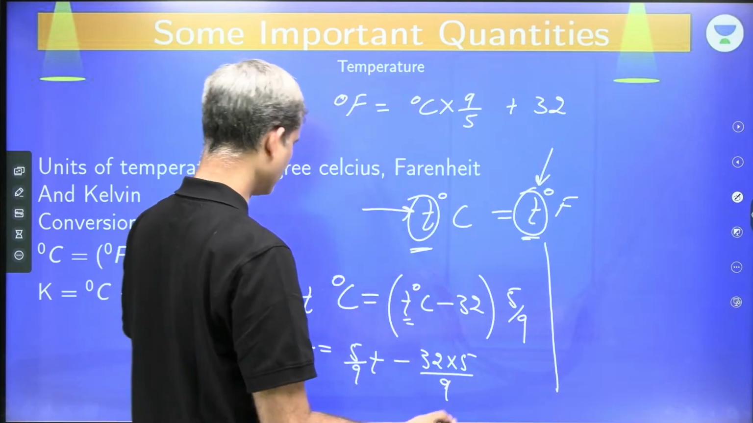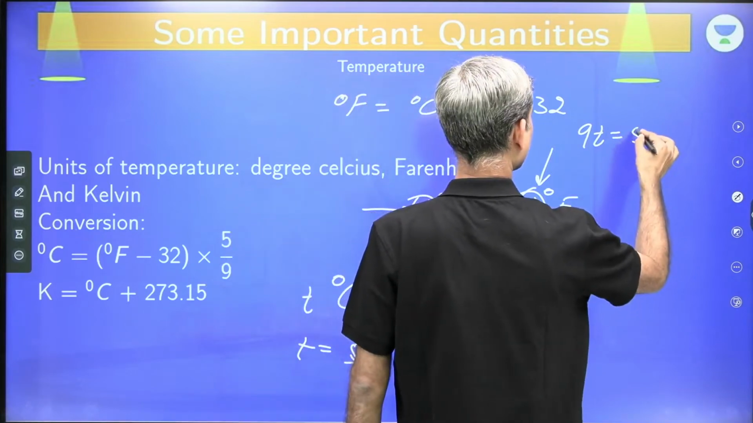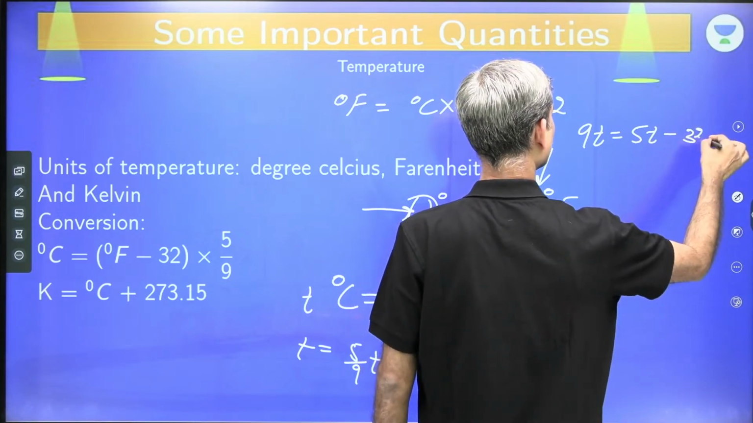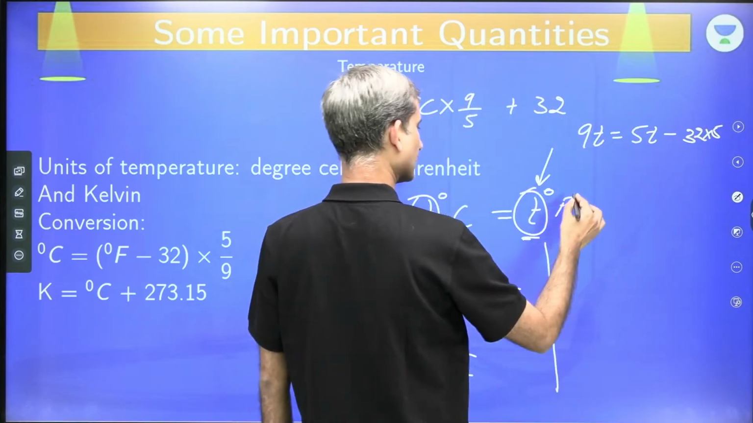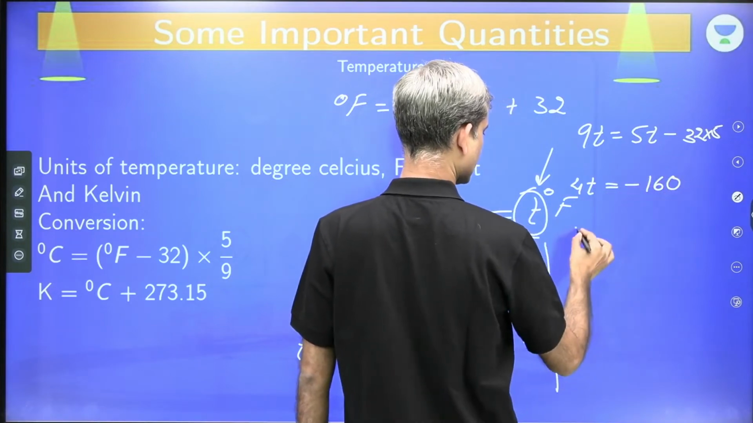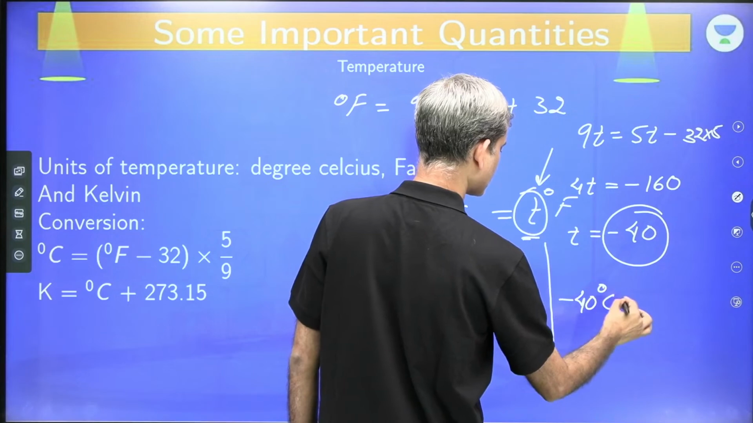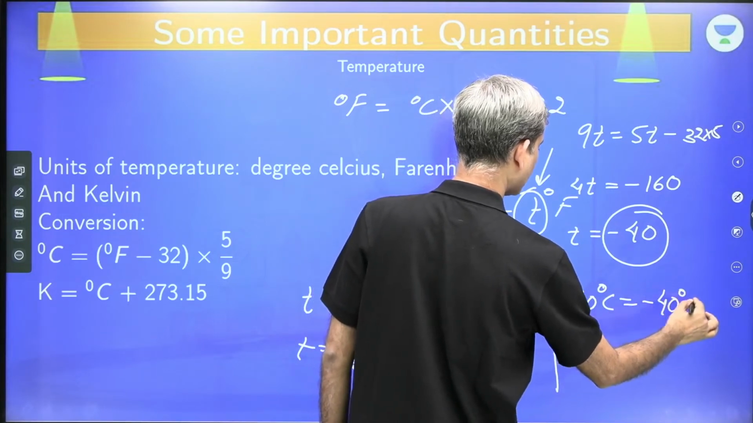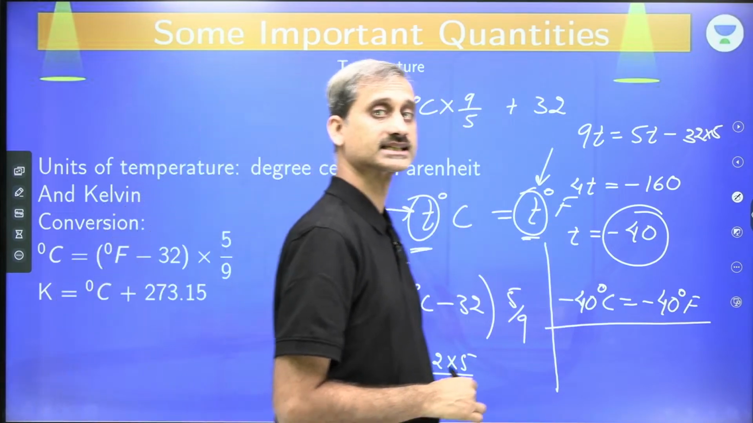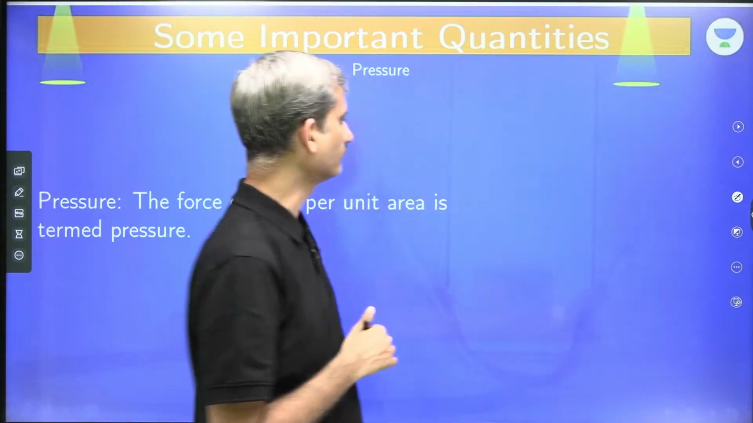So here, when we solve it, we can have it as 9T is equal to 5T minus 32 into 5. So just subtract it, it actually turns out to be 4T is equal to minus 160 and T is equal to minus 40. So minus 40 degrees Celsius is equal to minus 40 degrees Fahrenheit. So this is the particular temperature at which the Fahrenheit and degree Celsius scales would show the same magnitude of temperature. Is this clear? So here we can talk about the magnitude of temperature.